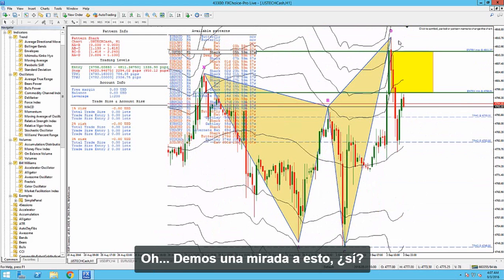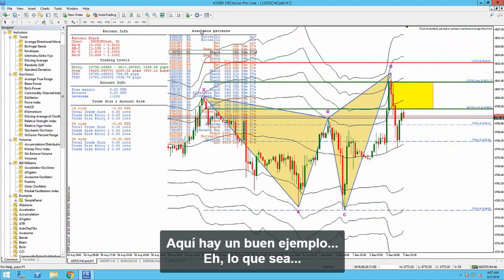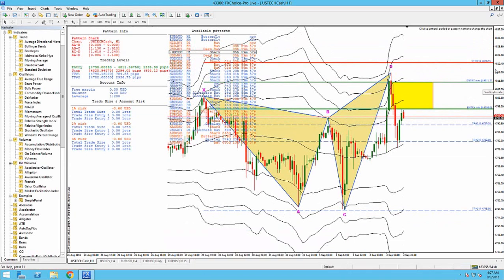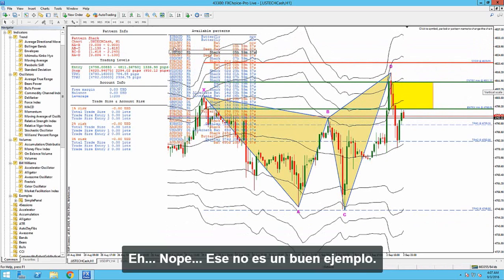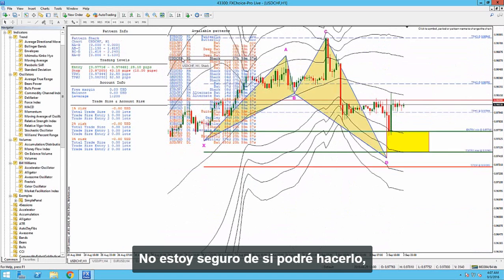Let's take a look at this. Okay, here's a good example. The whatever this is, U.S. Tech. Looks like NASDAQ. Nope, that's not a good example. Let's see if we can find anything else. I'm not sure if we'll be able to, but maybe we'll try.